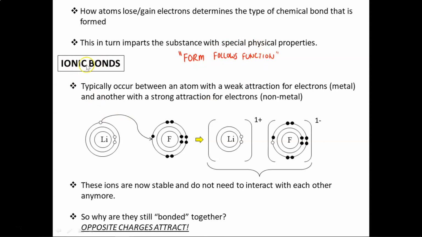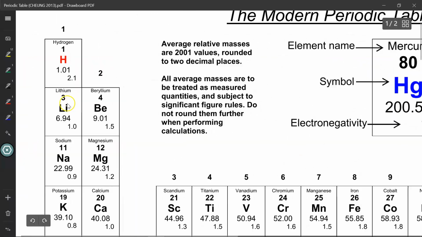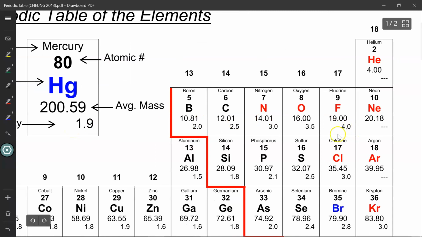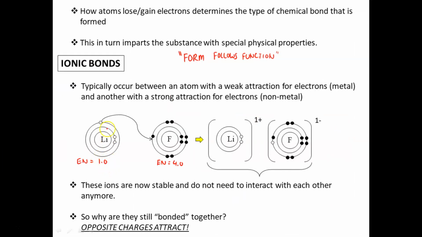Now, if you recall, ionic bonds typically occur between an atom with a weak attraction for electrons, so it has a low electronegativity, typically metals, and another atom with a strong attraction for electrons, so it's a high EN value, and those are typically nonmetals. Looking at lithium, we see that it has an EN value of 1.0, while fluorine has an EN value of 4.0. So lithium has a very weak attraction for the electron, while fluorine has a very high attraction for the electron. As such, lithium will donate its electron to the fluorine, and in the process become a positive cation, while fluorine becomes a negative anion.